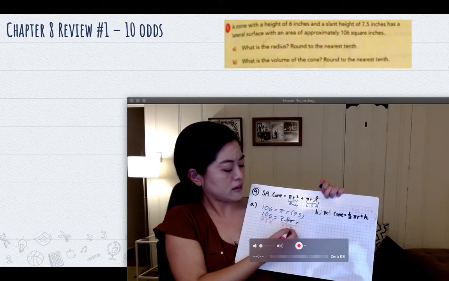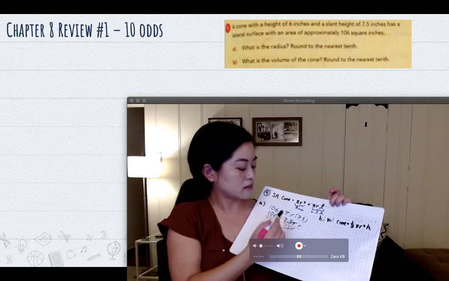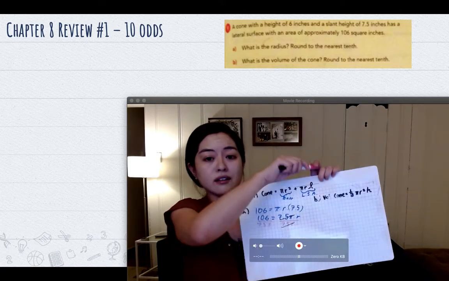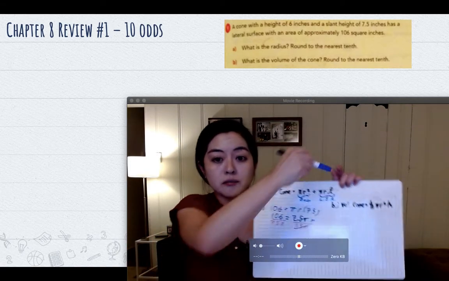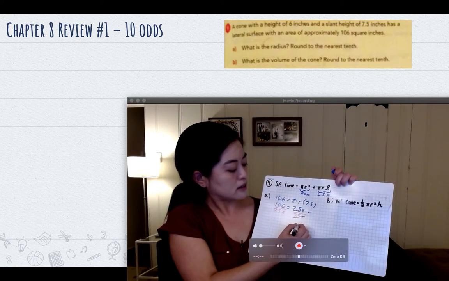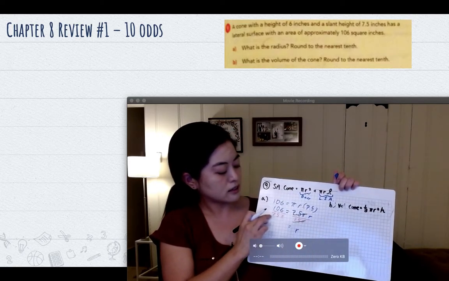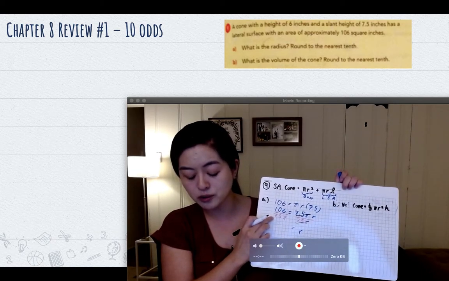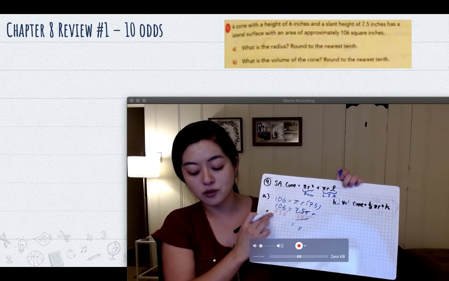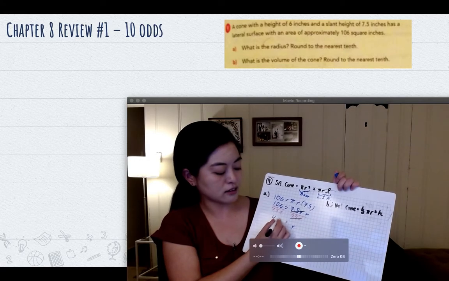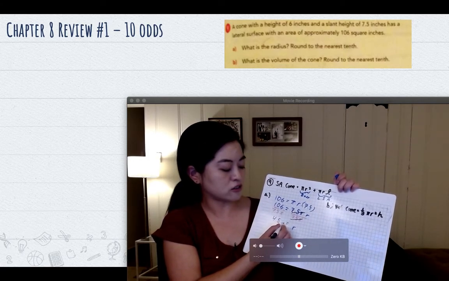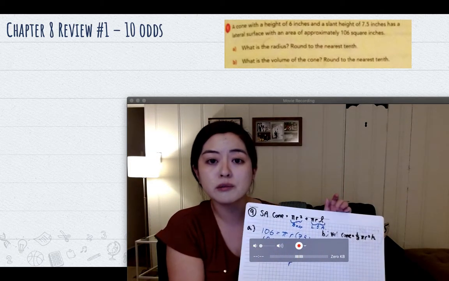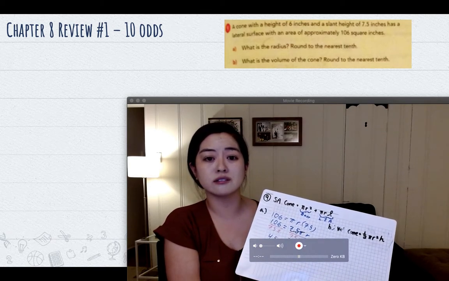And then I cross that out, because 7.5 pi divided by 7.5 pi is 1. Then r is equal to 106 divided by 7.5 pi, and we can use 3.14 as an approximation for pi, and that rounded to the nearest tenth is 4.5 inches. Okay, so now look at the second part. The second part is what is the volume of the cone? Round to the nearest tenth.